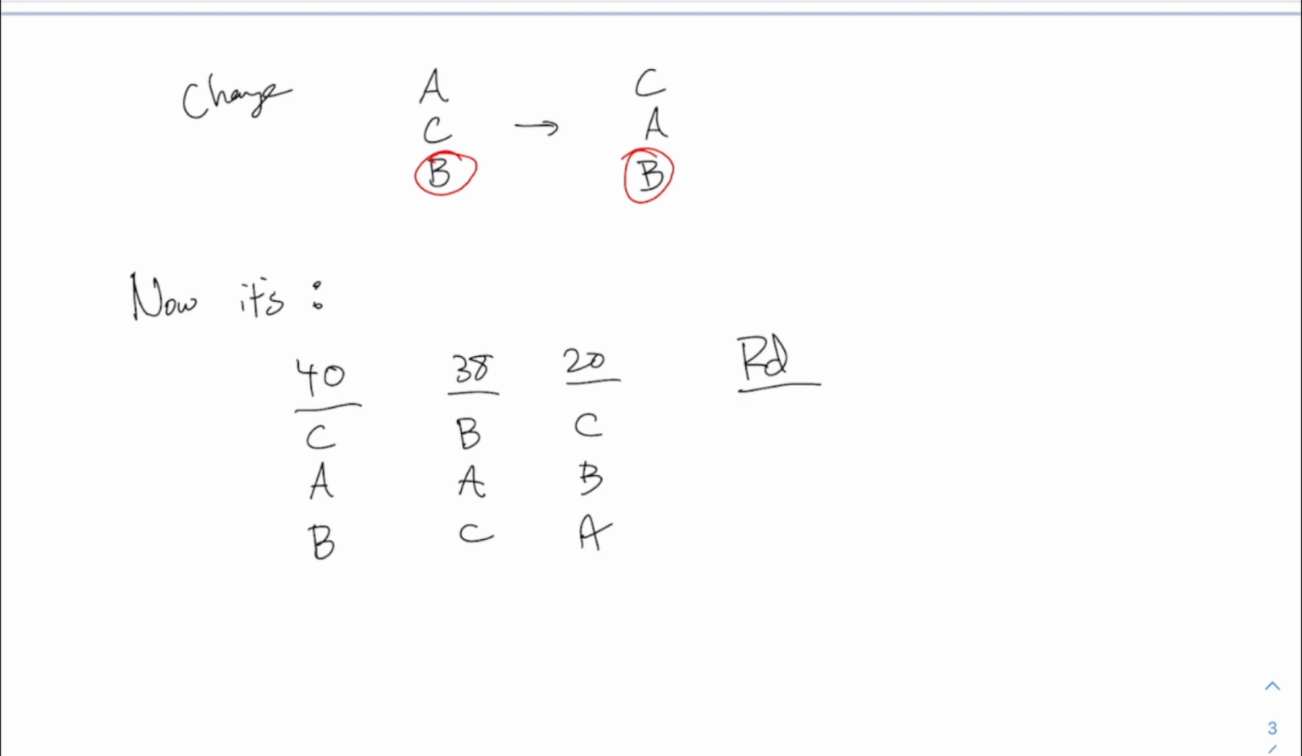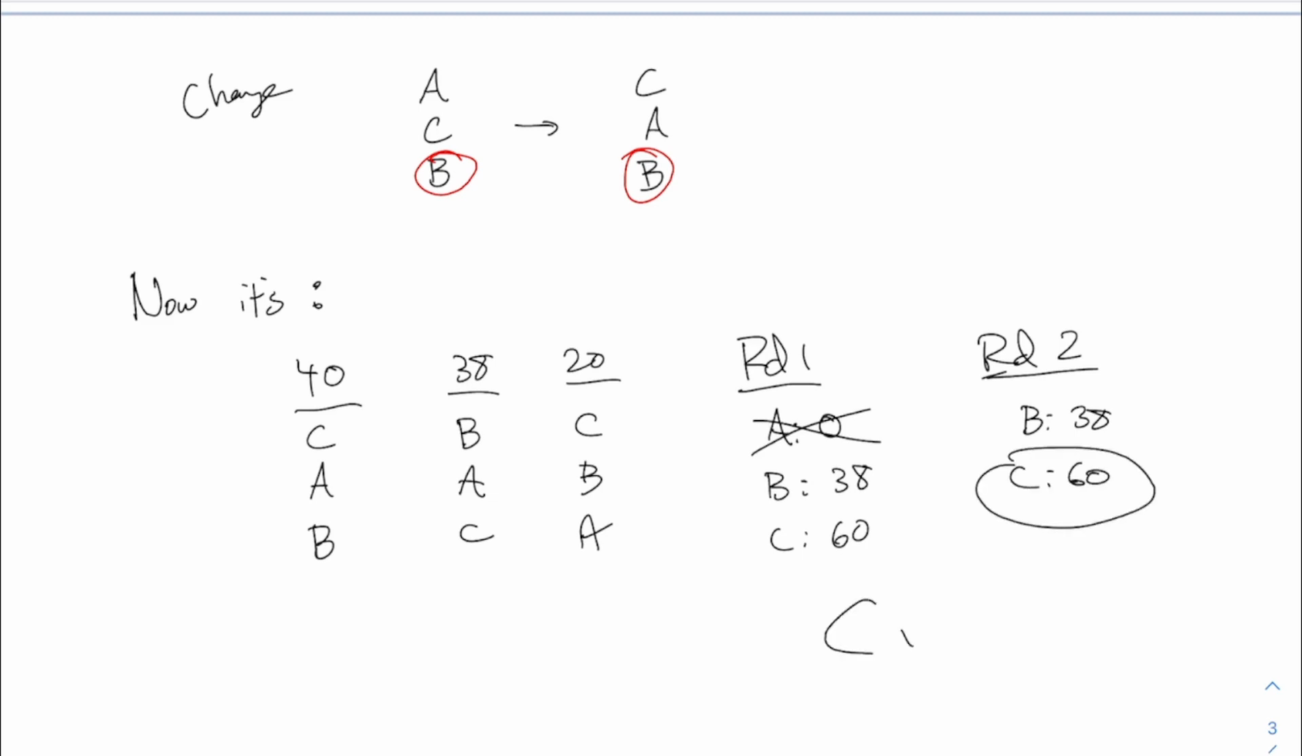So this time in round one, A actually gets 0 votes, then B has 38, C has now 60. Right? Nobody put A on top, and C is on top 60 times. So A is eliminated in the first round, and then round two actually looks exactly the same. B still has 38, C has 60, and now C wins. And we have changed the winner by making one of those irrelevant changes.